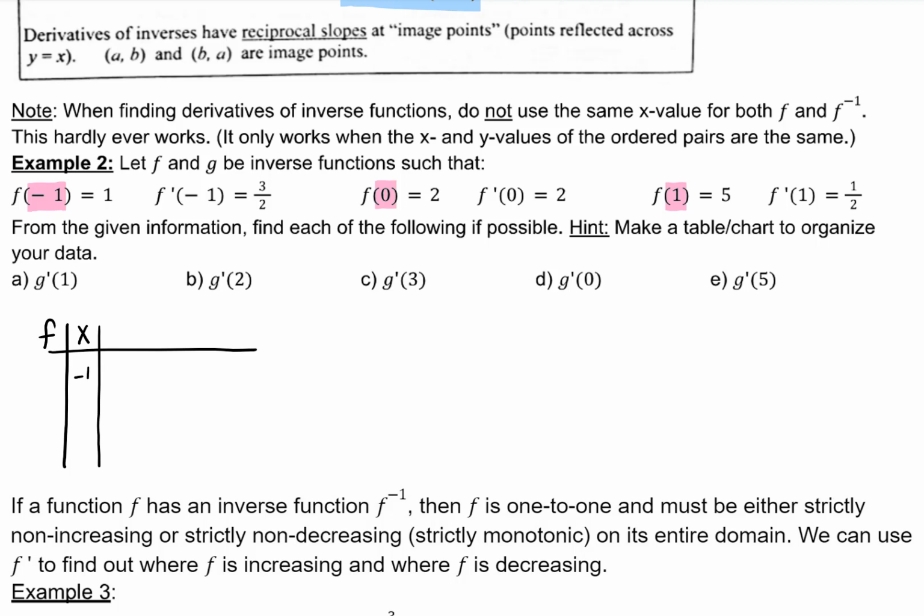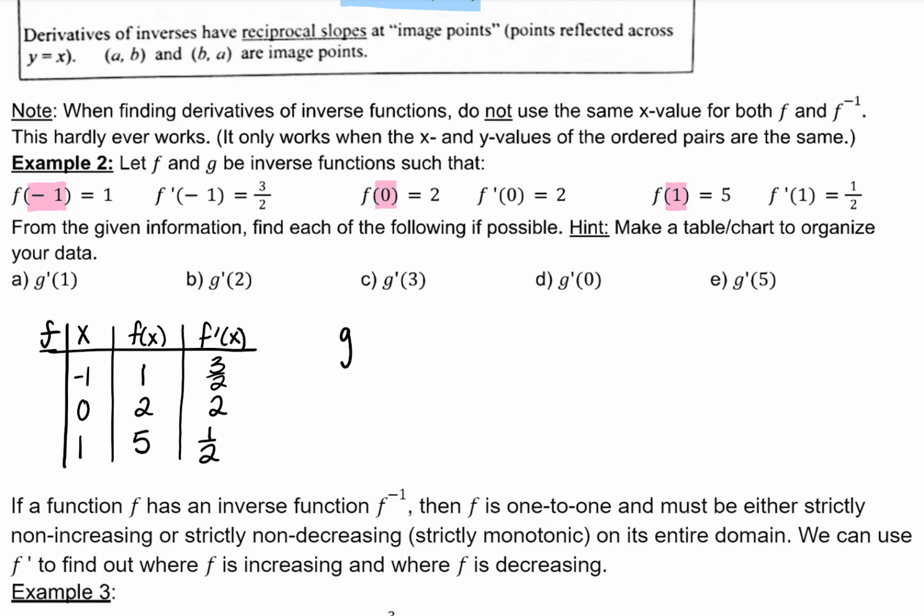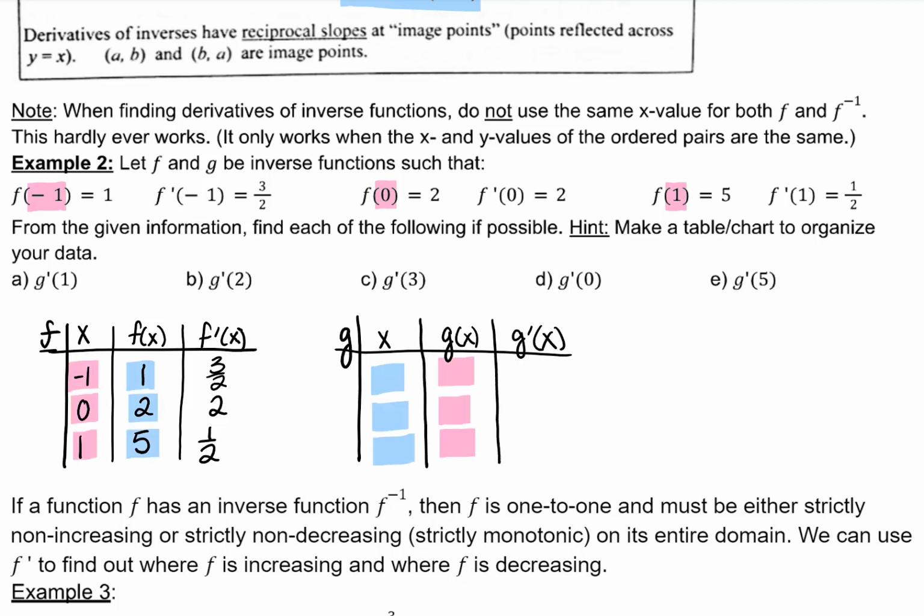I've highlighted the x values that we're looking at for the f graph. Remember that f is giving us the reflected points of its inverse. So we need to switch the x and y values when considering g because it is the inverse of f. And the slopes of the inverse are reciprocals of the slopes of the original.